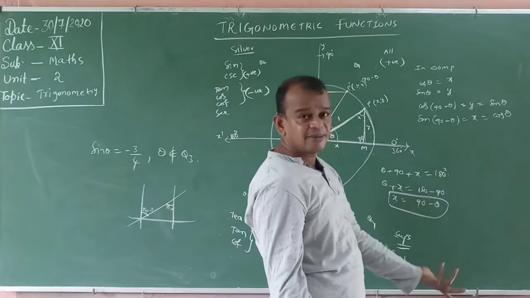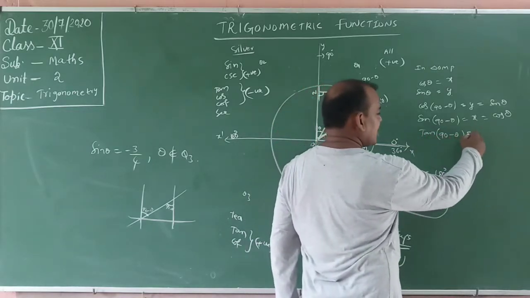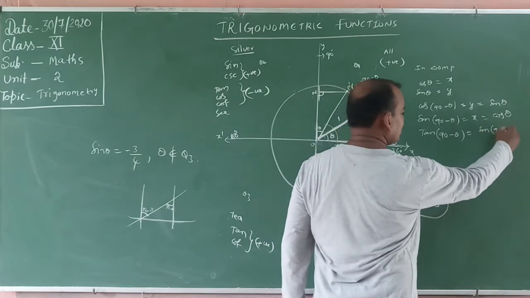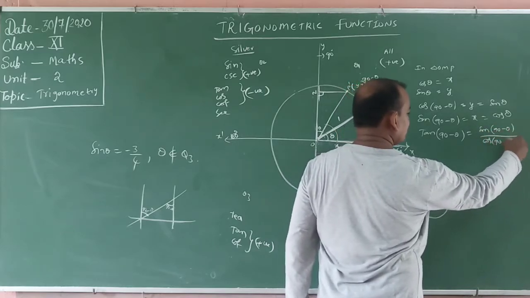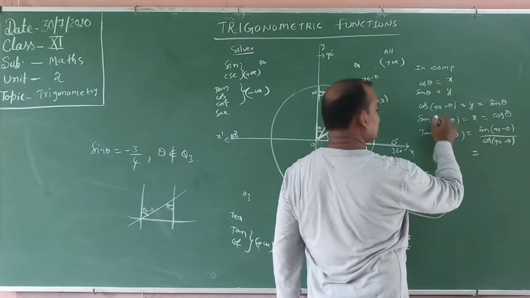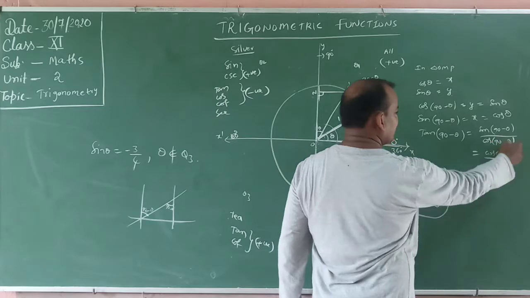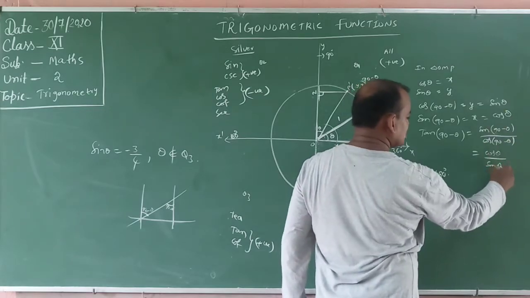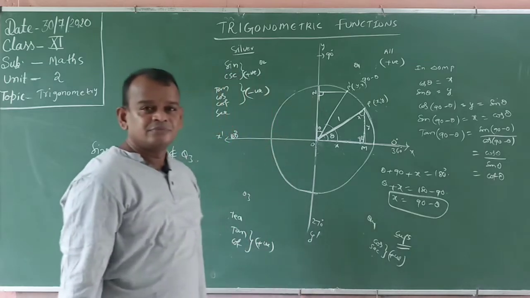Simple, observe that. Tan of 90 minus theta, what happens? Tan of 90 minus theta equals sin of 90 minus theta by cos of 90 minus theta. Sin of 90 minus theta is equal to cos theta, and cos of 90 minus theta is sin theta. Cos by sin is how much? Cot theta. Understood?